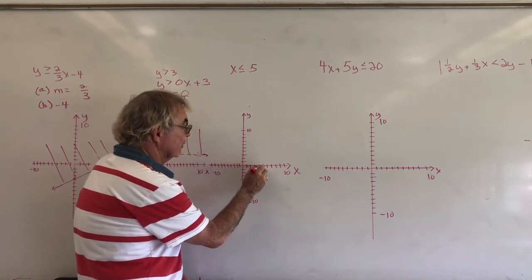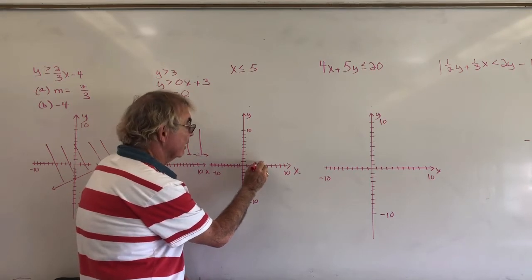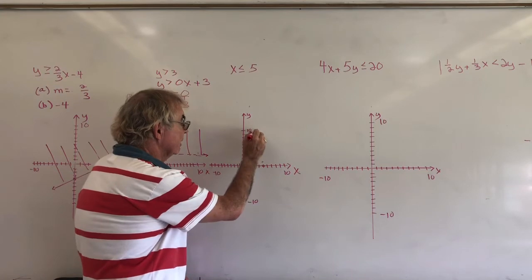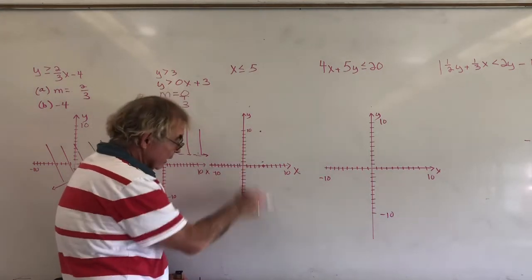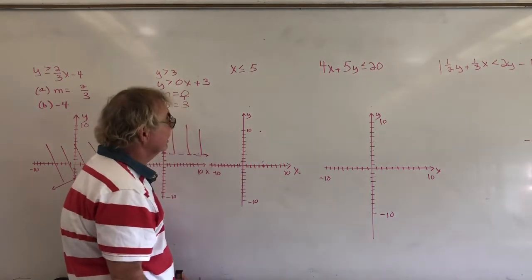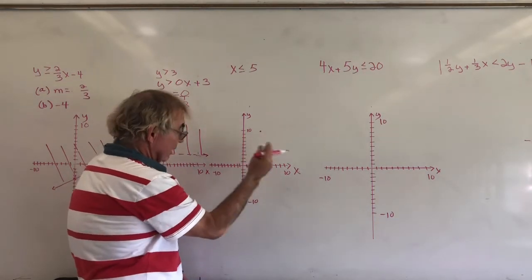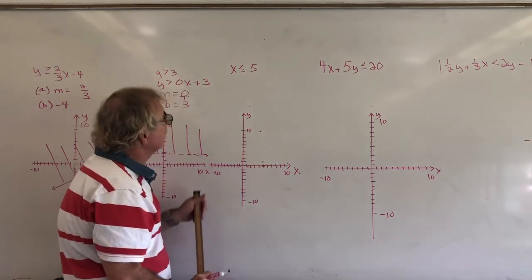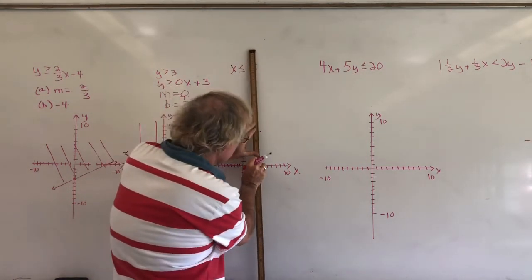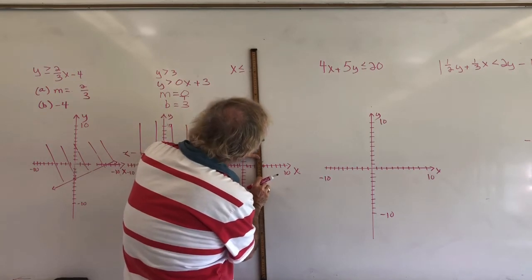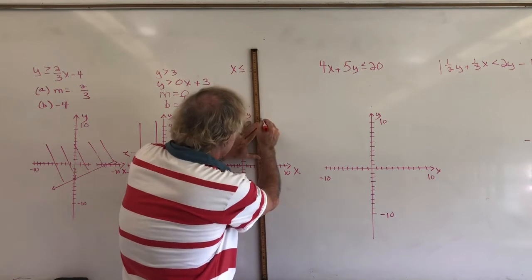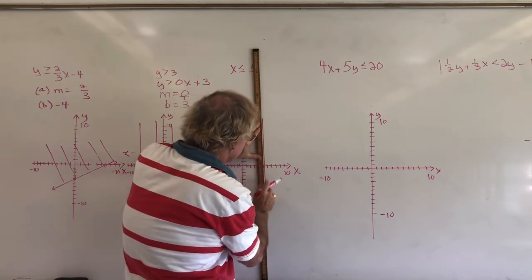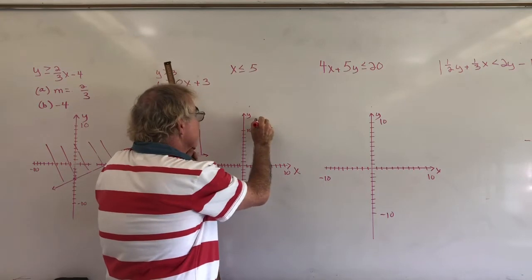Because y could be 0, but x is 5. Y could be 1, but x is 5. Y could be 10, but x is 5. And you could just keep going up, or you could keep going down, but x is 5. So what do you notice? X is 5. So you say, well, wait a minute, if I connect those points, I have a vertical line. And it's a solid line.